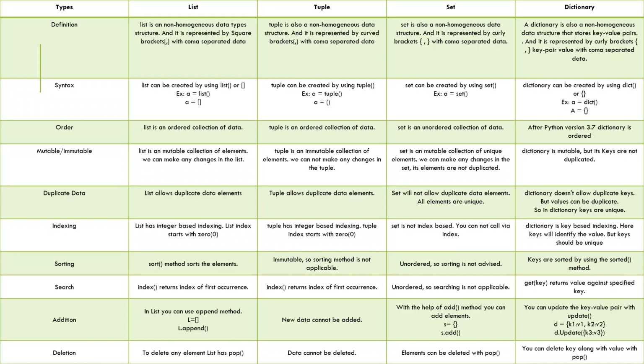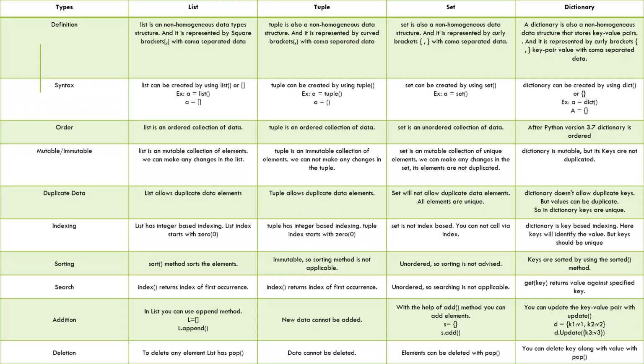If you sort the set, again when it is giving the output in the printing stage, it will be unordered again. So it is not advisable in the set. And dictionary keys are sorted by using the sorted method. We have the sorted method. For the list we have the sort method, and for the dictionary we have the sorted method.